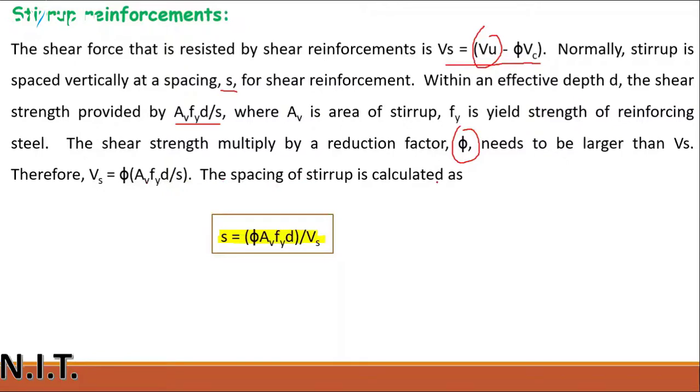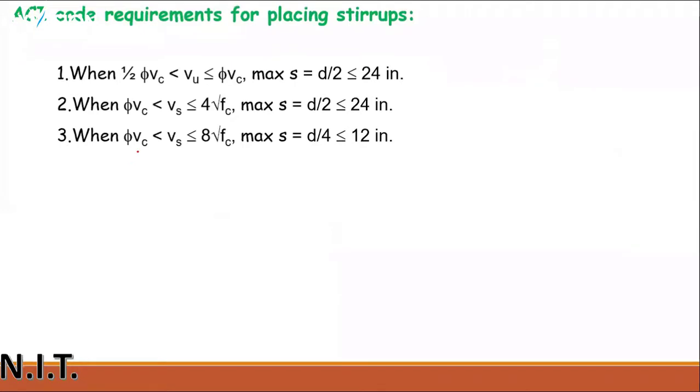The spacing of the stirrup is calculated by just rearranging this formula. s can be calculated as φ Av Fy d divided by Vs, where phi is the strength reduction factor, Av is the area of the bar which we are using, Fy is the yielding strength, d is the effective depth, and Vs is the shear force of the shear reinforcement. Clear? And these are the requirements for placing the stirrup. We need to use these three requirements.